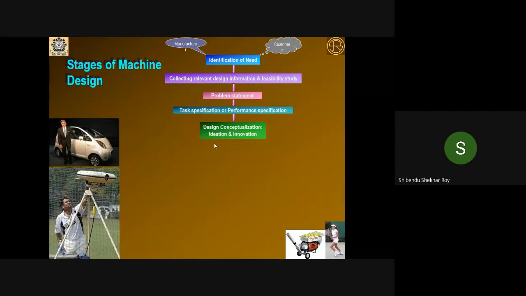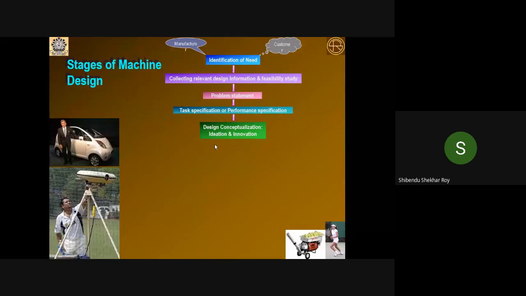Next step is a very important step for the mechanical engineer, the conceptual design. So design conceptualization. Now here, what you have to do, you know your problem. Your problem is to design a ball throwing machine, or bowling machine, that means a ball throwing machine. You have to design a mechanism by which you can throw the ball. Now here is the job of the designer, purely the mechanical engineer's job: by which mechanism you can throw the ball.